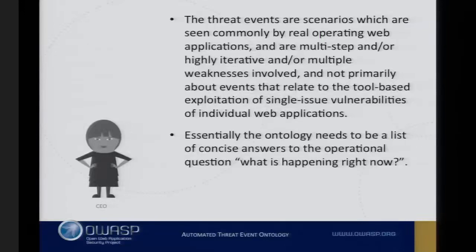So I tried to sum up the scope in these couple of sentences here. It's really answering the question in operations, what's happening right now? That's something, rather than who's attacking us, what's their intent, or immediately how are they doing it, or what weaknesses or vulnerabilities are associated with it. So that's the level of detail that I wanted to get to.